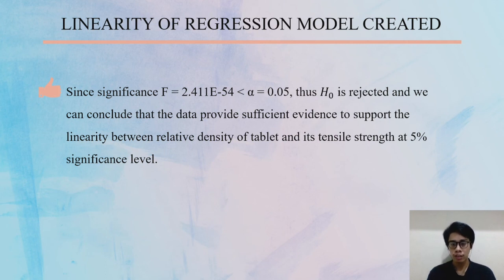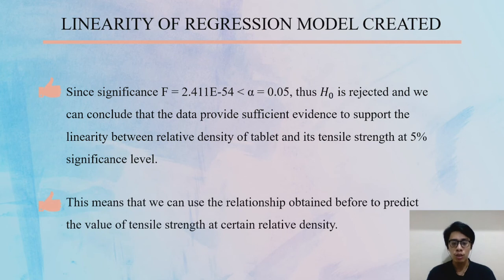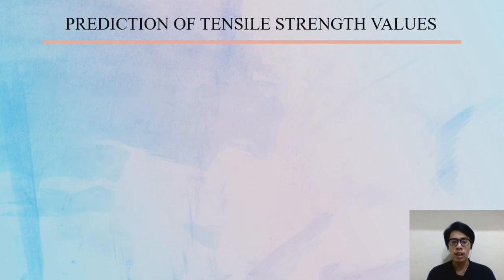thus, H0 is rejected and we can conclude that the data provide sufficient evidence to support the linearity between relative density of tablet and its tensile strength at 5% significance level. This means that we can use the relationship determined before to predict the value of tensile strength at certain relative density. Next is the prediction of tensile strength value.